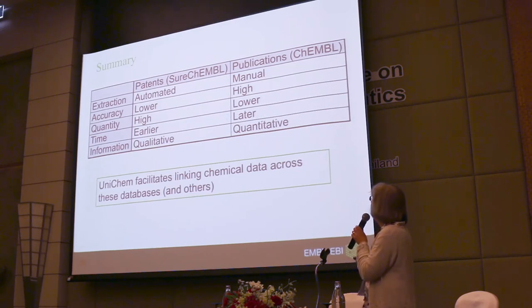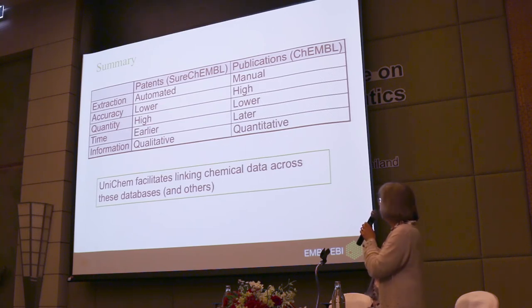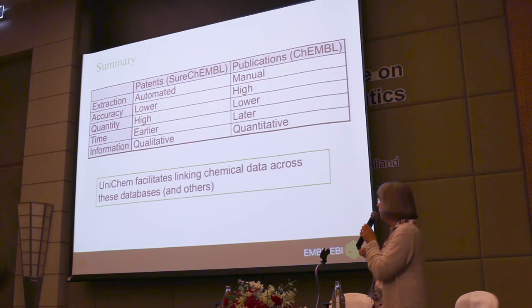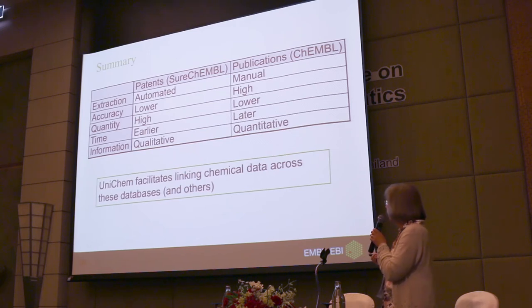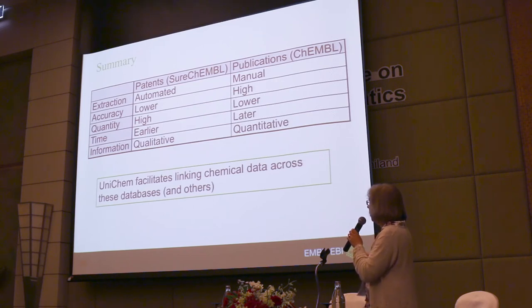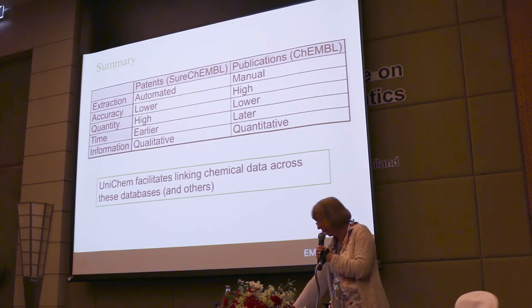these are two very different databases. We've got automated extraction versus manual extraction, and obviously, because you're automating this, the accuracy will not be the same as doing the manual extraction. We do see, though, that in the patent literature, things are appearing earlier than they are in the medicinal chemistry literature. Of course, this information is entirely qualitative, whereas we do have quantitative data in the ChEMBL database. And UniChem is a way that we can use to link between these two databases.